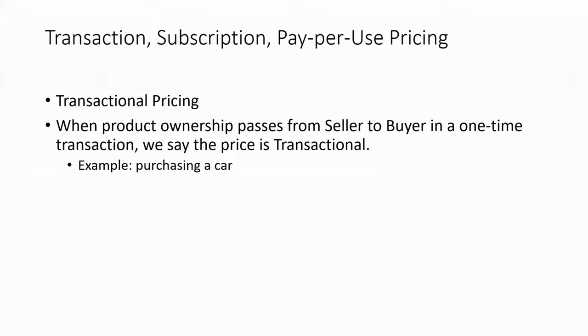Transactional pricing is the type of pricing we're probably most familiar with because we use it every day of our lives. This occurs when product ownership of something passes from a seller to a buyer in a one-time transaction for some price consideration. And so we say that that price is a transactional price. And of course, an example of that type of pricing is when we purchase a car. The title to the car passes from the seller to us, the buyer, in consideration of some one-time price that we pay for the car.